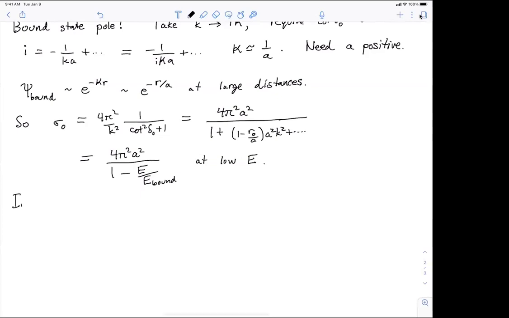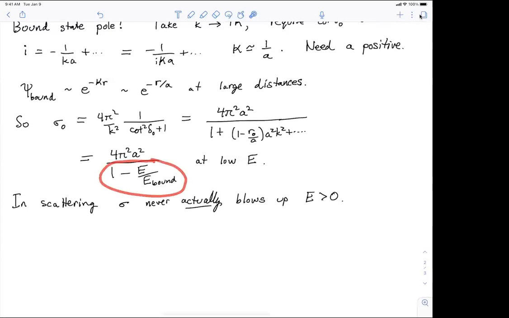So one thing to emphasize is that in scattering, the cross-section never actually blows up. And that's just because the E is always greater than 0, but E bound is less than 0. So the denominator never goes to 0. Okay, but you can still infer it from the dependence of the denominator on energy.